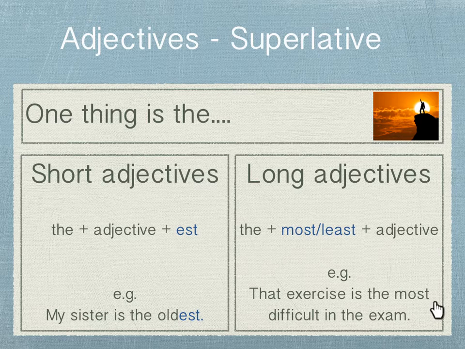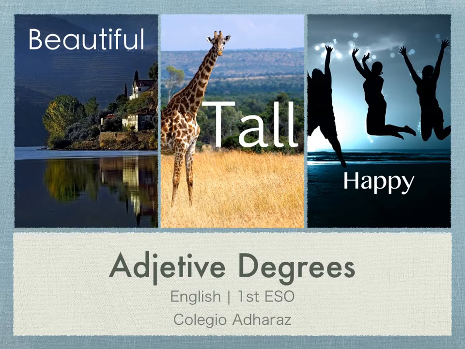For example, that exercise is the most difficult in the exam, or that exercise is the least difficult in the exam, expressing opposite sentences. And this is the end of the presentation. I hope you're more clarified about how to use the adjective degrees now. Thank you.